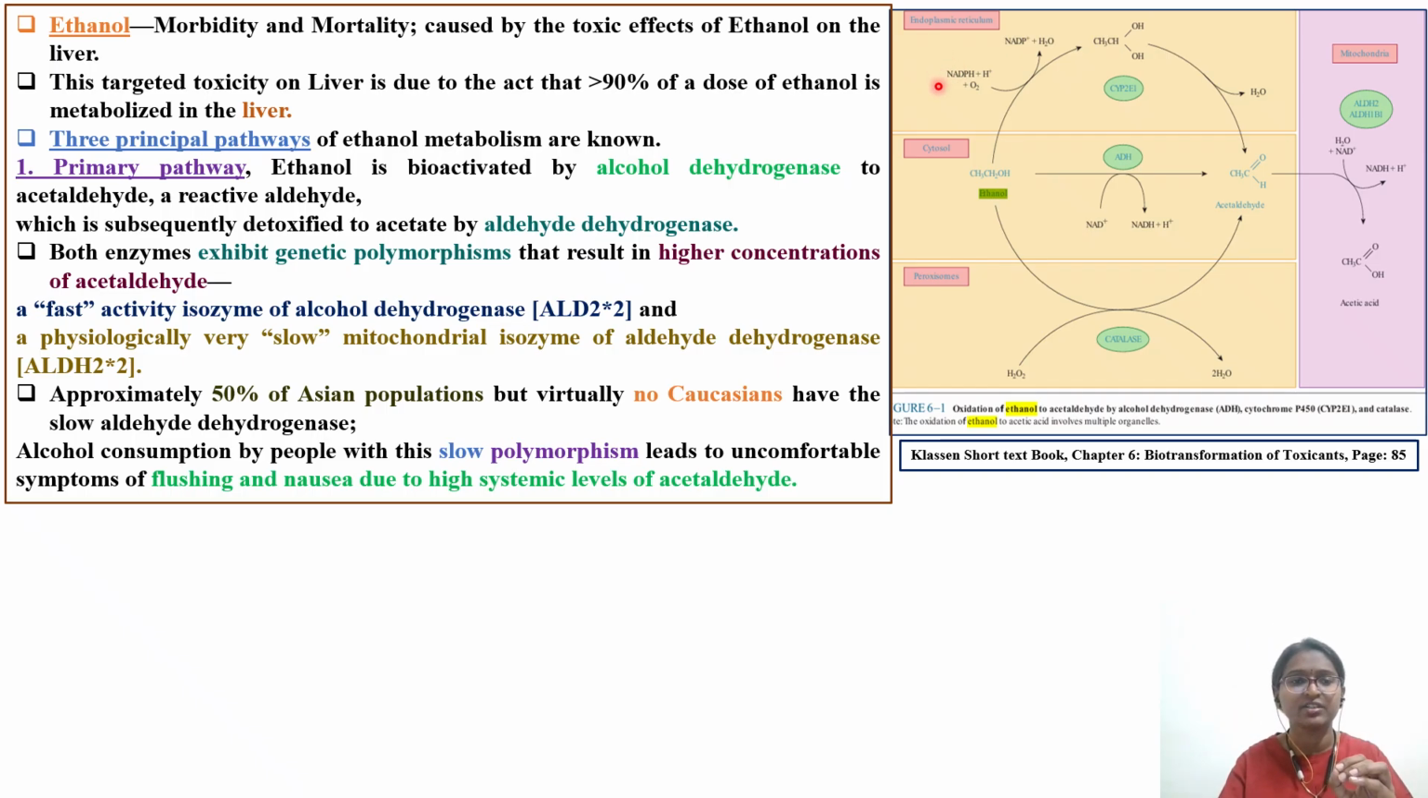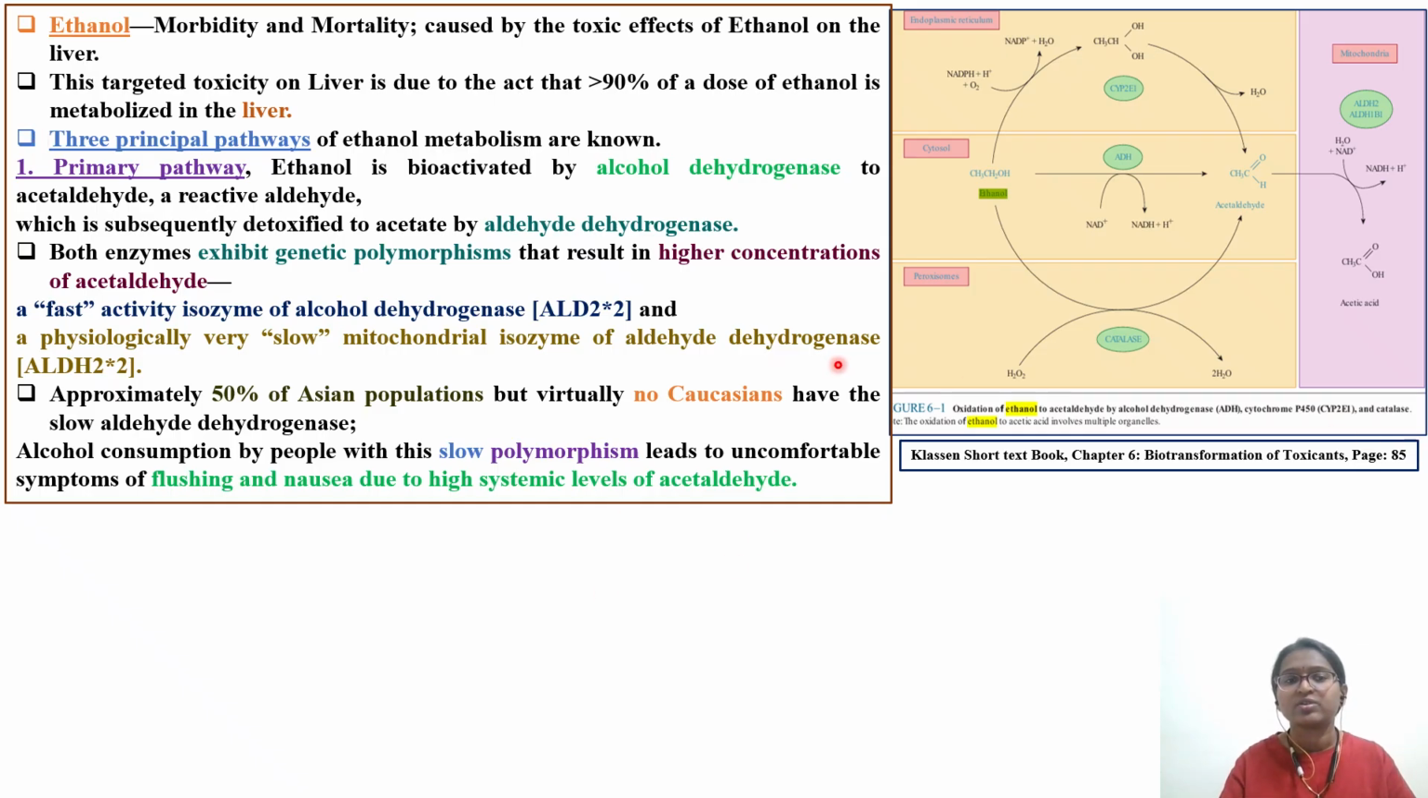You go back in and check in the textbook, then physiologically very slow mitochondrial isozyme of aldehyde dehydrogenase, that is ALDH2. Approximately 50% of Asian populations, but virtually no Caucasians, have slow aldehyde dehydrogenase. So this particular second type of ALDH2, 50% of Asians are not having it. Alcohol consumption by people with slow polymorphism will lead to uncomfortable symptoms. What are those? Flushing, nausea due to high acetaldehyde levels in your body.